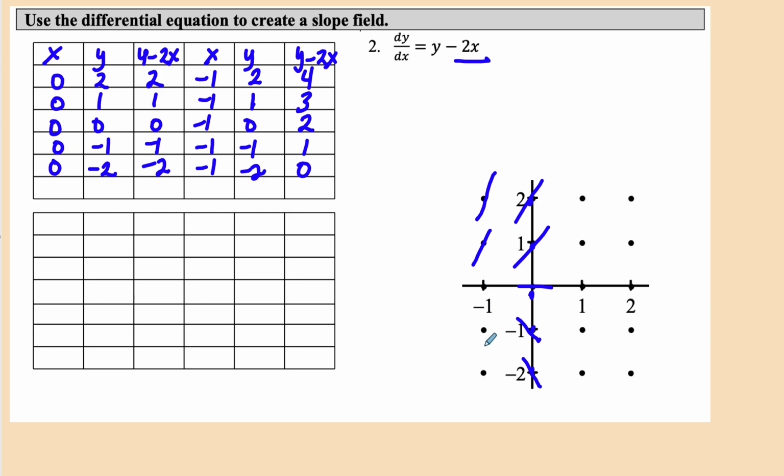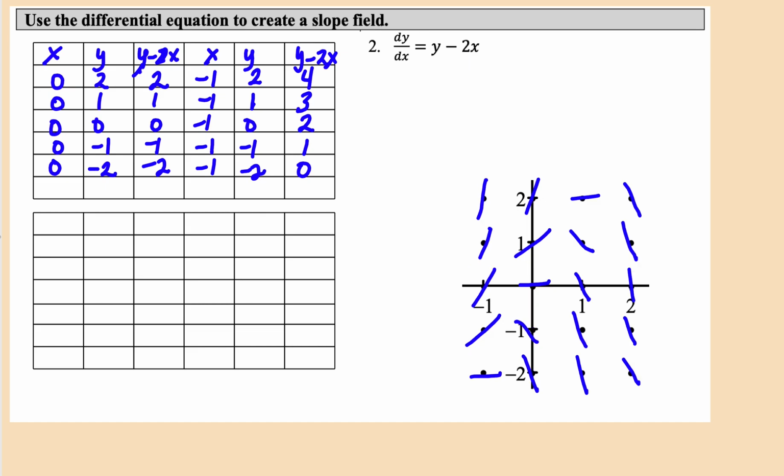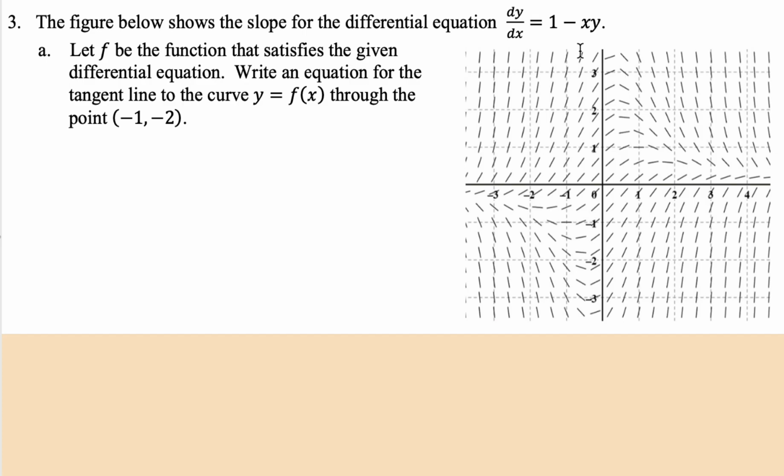Then a 2, down 2 over 1. And then a slope of 1. And then a slope of 0. All right, and then the next slide shows all of the slopes together. Okay, the figure shows the slope field. So this is the slope field.